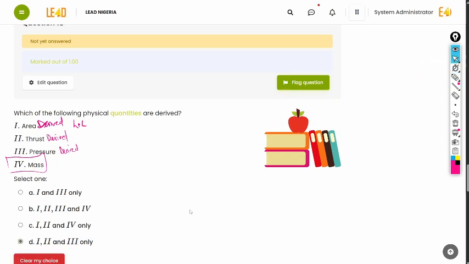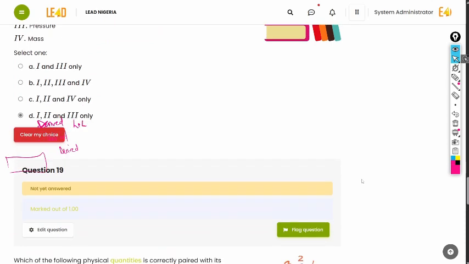So the way around questions like this is to learn your fundamental quantities. There are not a lot of them, about 8 of them. Learn your fundamental quantities, so you know all the others are derived. Fundamental quantities are like the basic quantities, and derived quantities are gotten by combining fundamental quantities, either by multiplying or dividing them. Yeah, so that's for question 18.